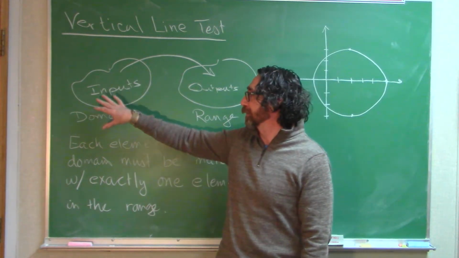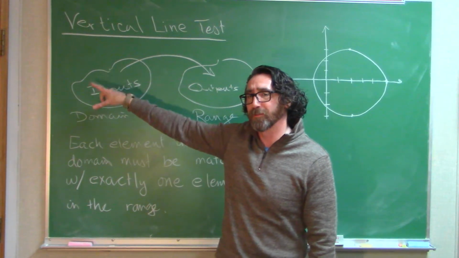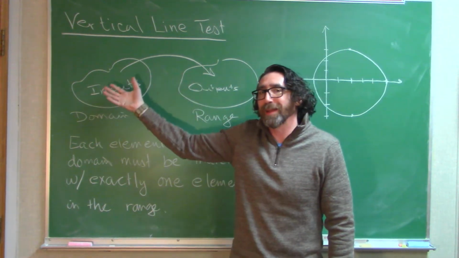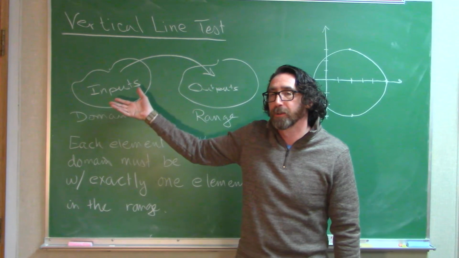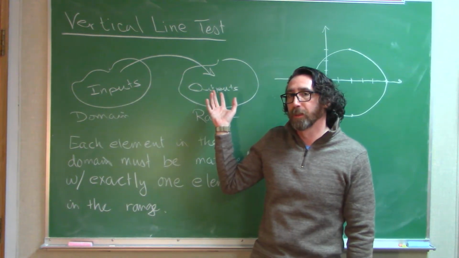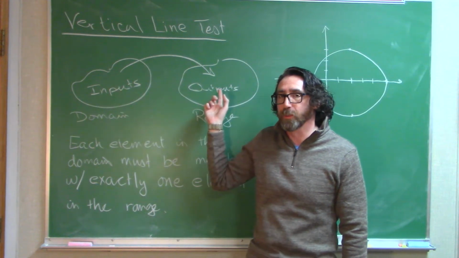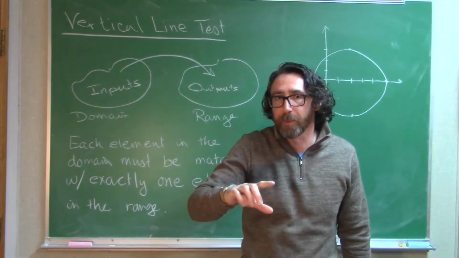If I was trying to put an element in the domain that made me divide by zero, well then I can't figure out what the output is. So that element can't be in the domain, because there won't be an element over here in the range for me to match it with. So that was a problem.